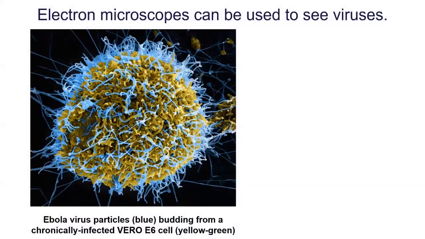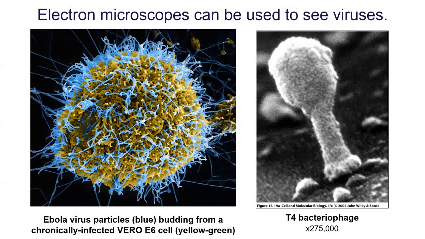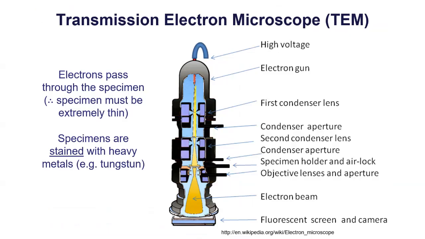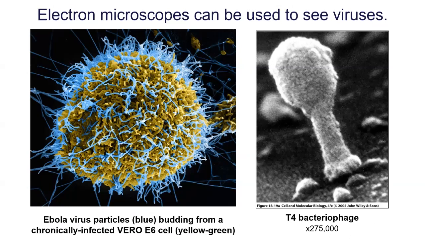And one thing that we can see that we can't see with a light microscope is viruses. So really zooming in to see tiny, tiny things. On the left there is a picture of a cell, and we have Ebola viruses budding off of it. On the right, we have a bacteriophage. That's something that infects E. coli and has a cool structure to it. So that is scanning electron microscopy.